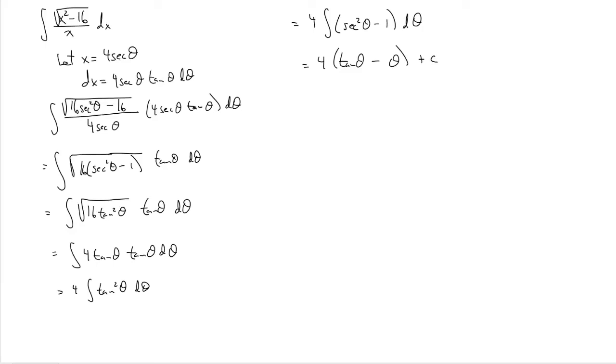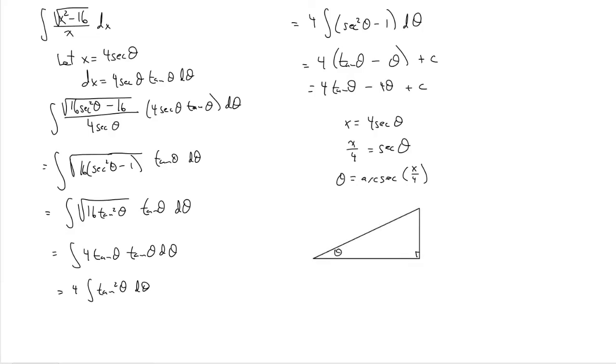You have to be a little bit careful that the 4 is multiplied by the entire thing. And so we may as well distribute that and rewrite it as 4 times the tangent of theta minus 4 theta plus a constant. All that's left is to turn those thetas back into x's. From the very beginning, we have that x is equal to 4 times the secant of theta. And so x over 4 is the secant of theta, and that immediately tells us that theta is the arcsecant of x over 4.